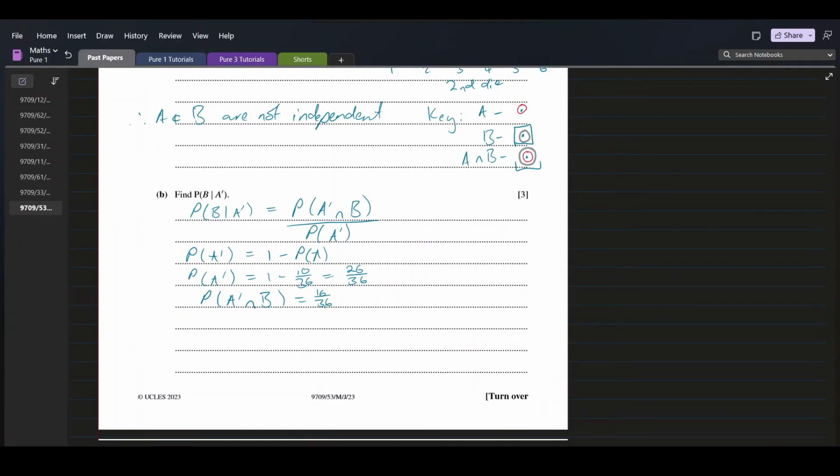16 out of 36, and now we can go back to our formula for conditional probability. That is the probability of A complement intersection B, which is 16 over 36, divided by the probability of A complement, which is 26 over 36. And if we punch this into our calculator, that is 16 over 36 divided by 26 over 36, and that gives us 8 over 13, and that is our final answer.